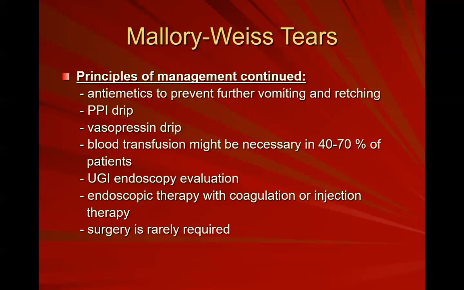We need also to stop alcohol and prevent the occurrence of vomiting by antiemetics. Okay, and as we said, we give the patient PPIs, and if there is an active bleeding, we have to consider vasopressin. Okay, because the vasopressin would make the vessels constrict, and thus the bleeding would stop. Of course, if the bleeding was huge, we have to consider blood transfusion.